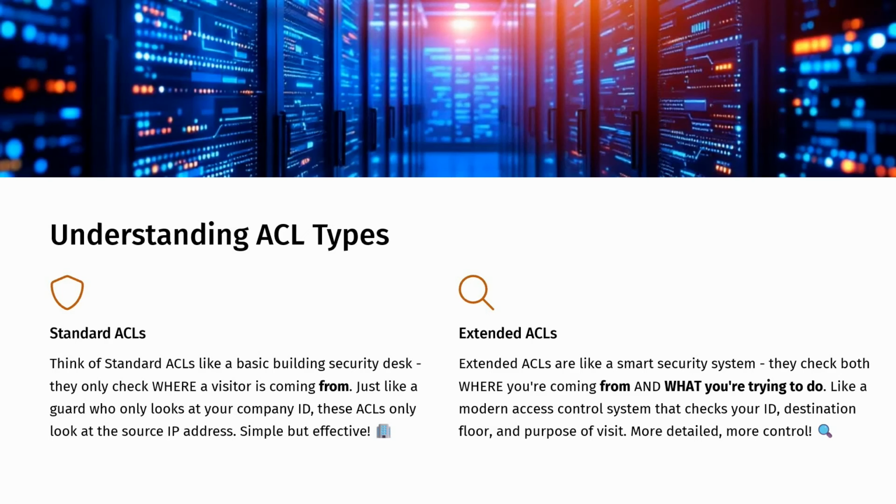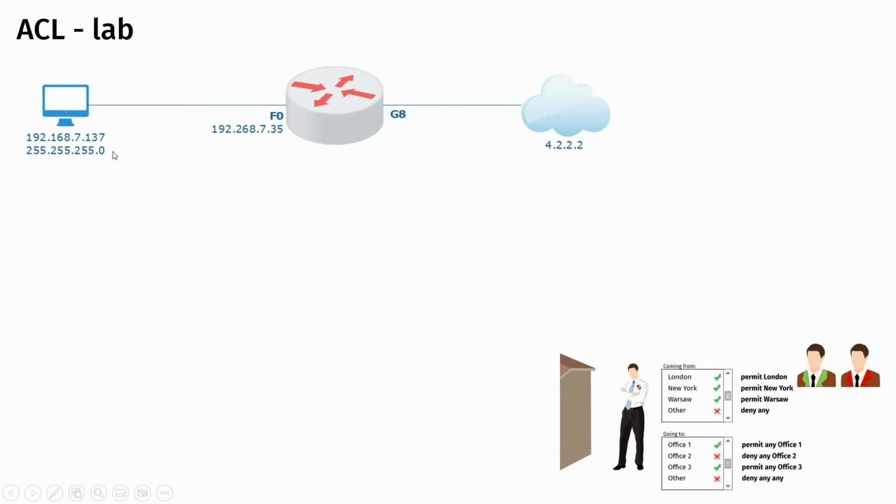I know you want to connect to a Cisco device and give it a go. Here is my topology. I have a test PC, 192.168.7.137. A test router. This router has 2 interfaces, F0, which is .35, and G8 that takes me to the internet. There is no IP address because I'm not really interested in that interface. Let's connect to my test PC.